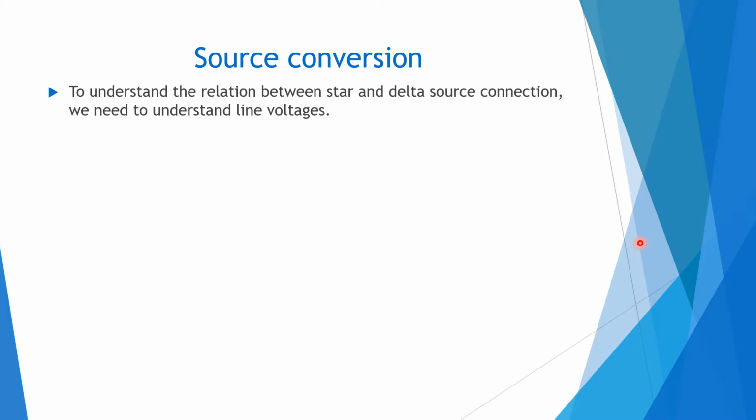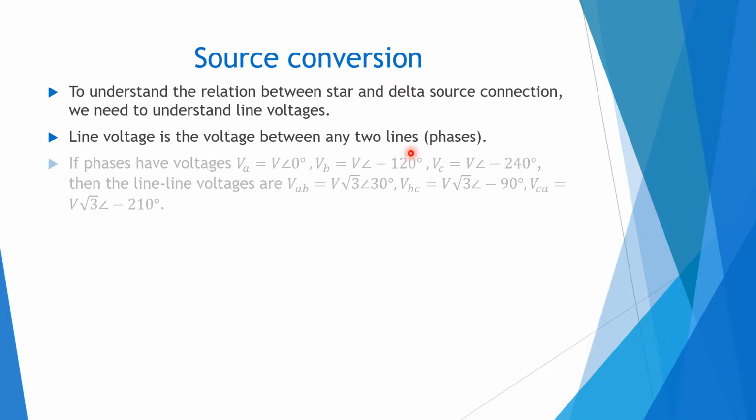To understand that relation, we must first understand the relation between line voltages and how they look. Suppose we define the line voltage as the voltage between any two lines. These are the wires that were coming there. You take any two wires, you measure the voltage between them. That is called the line voltage.